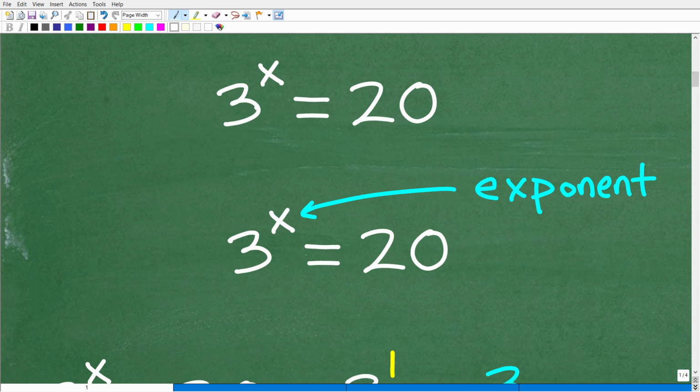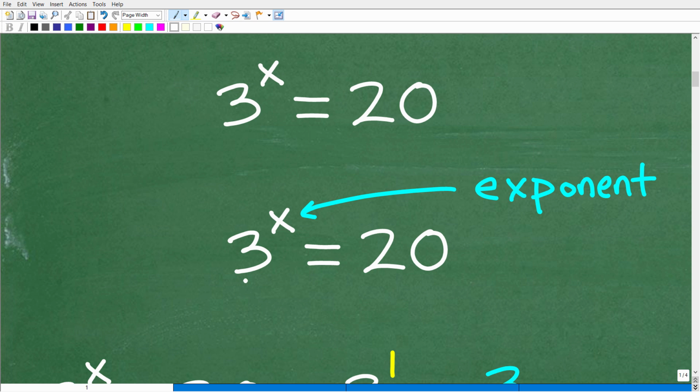So 3 to the x power is equal to 20. What type of equation is this? In algebra, you need to identify what type of equation you're dealing with, because there are all sorts of different types: polynomial equations, rational equations, radical equations, systems of equations, linear equations, quadratic equations. I can go on and on.